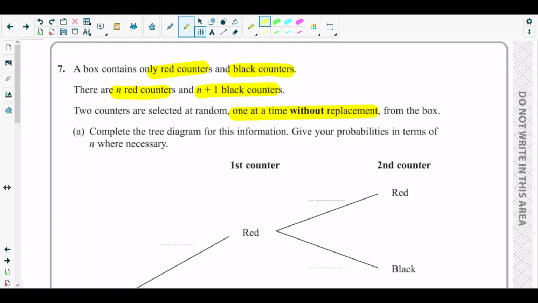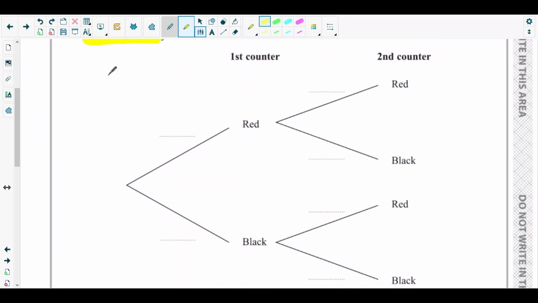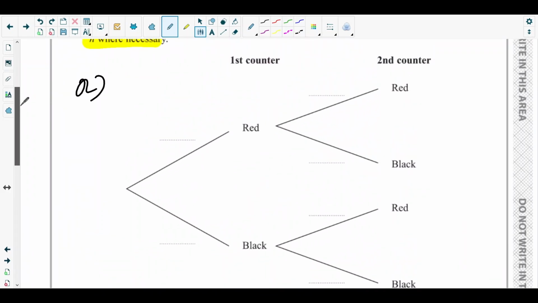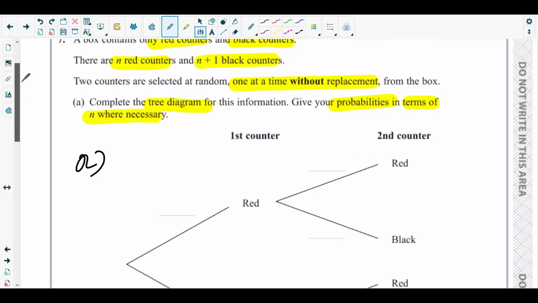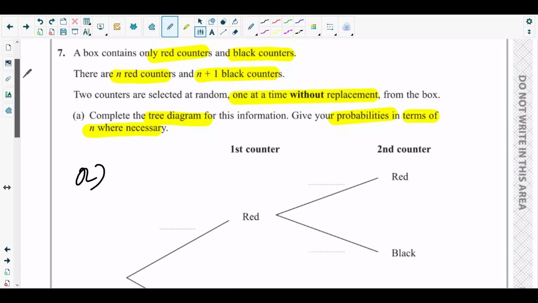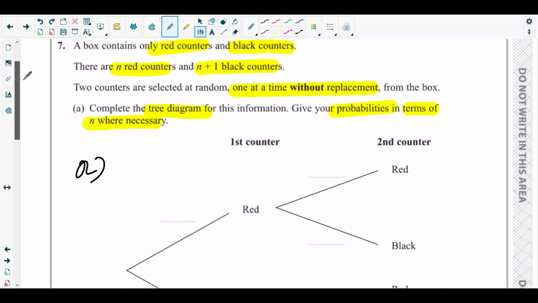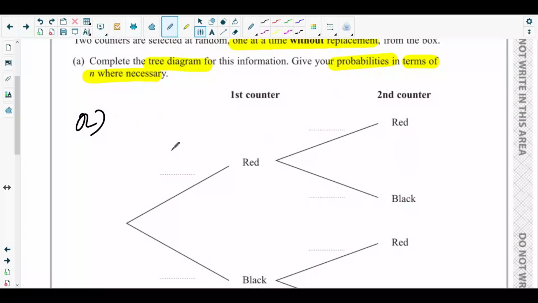Part A is asking us to complete the tree diagram for this information. Give your probabilities in terms of n where necessary. So for part A, we need to complete this probability tree diagram. Red or black, right? So n red counters.